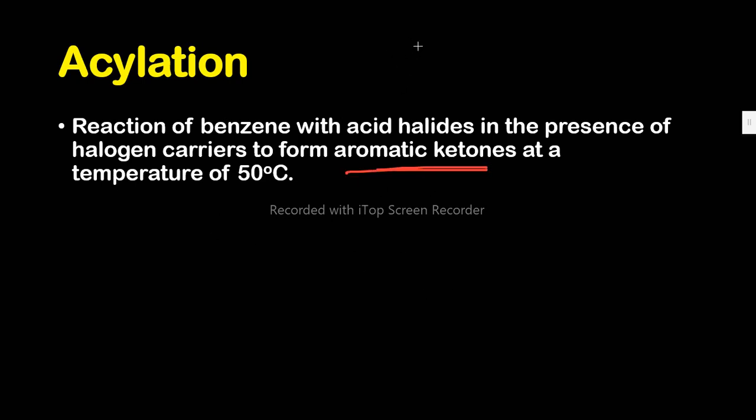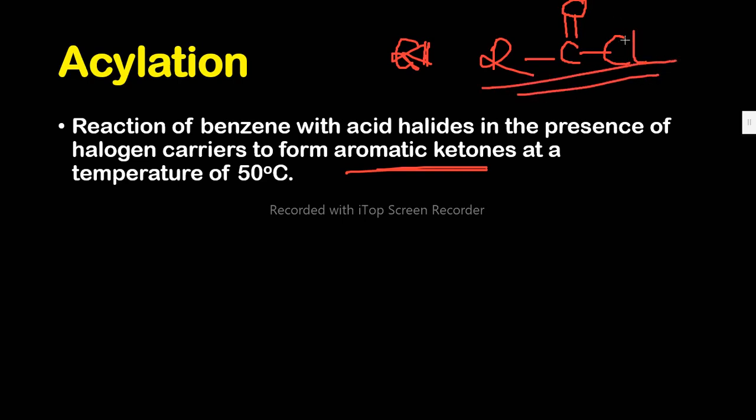An acyl group is, let me just generalize, you have an alkyl group, and then you have this carbonyl carbon, but instead of the OH, or the H, or another alkyl group, it is replaced by a halogen, maybe Cl, maybe Br, maybe iodine. So this is an acyl group.